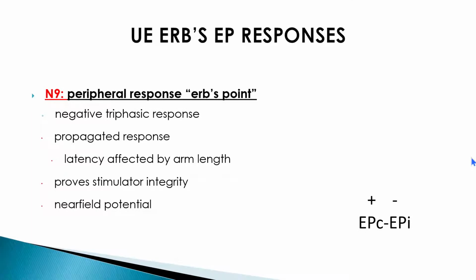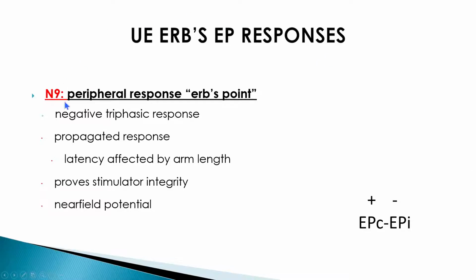We're going to start with the Erb's point. The Erb's point we call N9. You're going to see N with a number and you're going to see P with a number. N stands for negative, P stands for positive. The number generally stands for how many milliseconds we expect to see it in a normal patient.